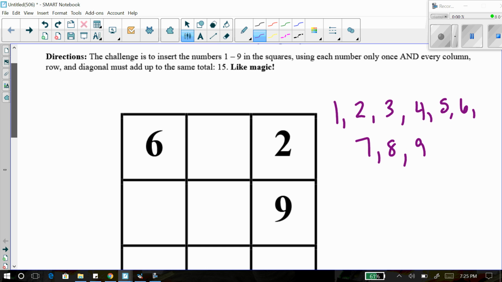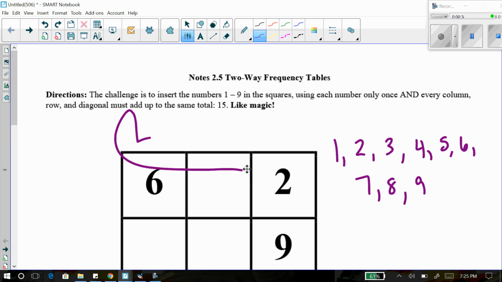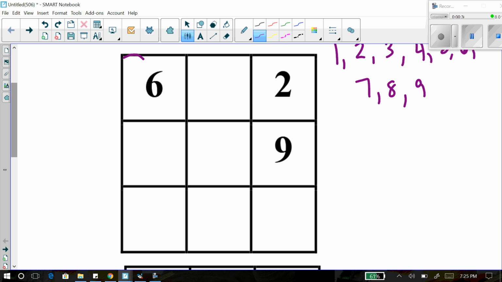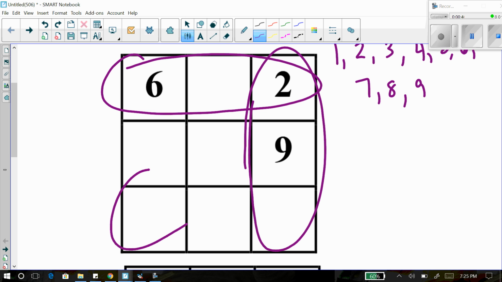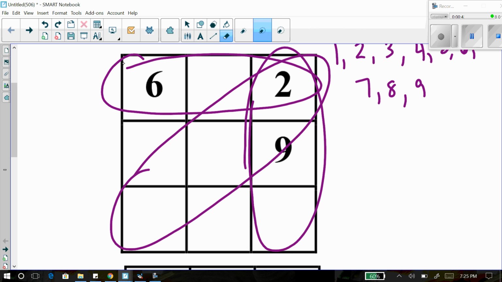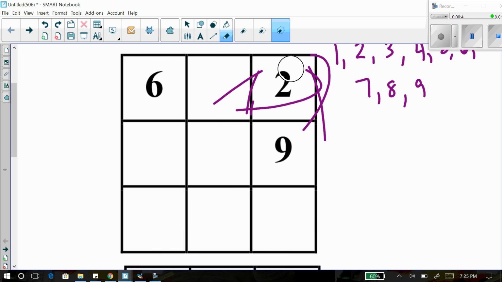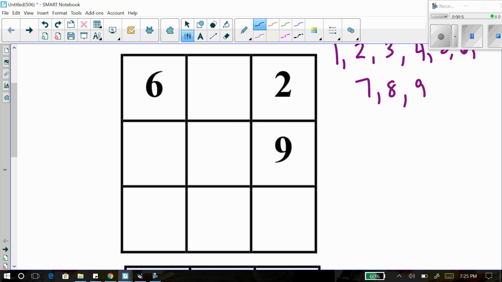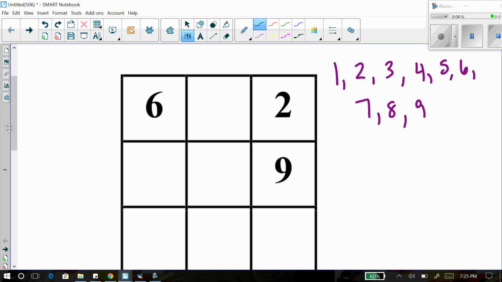And every row, every column, and every diagonal must add up to 15. That's the trick here. So I will do one with you, and then I'll give you a chance to do one on your own. You already used 6.